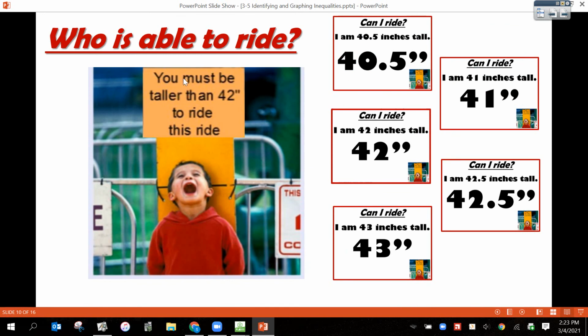Okay, who's able to ride this ride? You must be taller than 42 inches to ride this ride. So certainly not 40 and a half or 41. Is 42 taller than 42? No. But 42 and a half is, and 43. So these two can ride the ride.